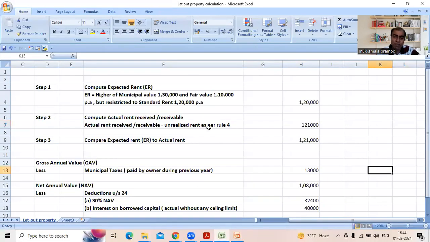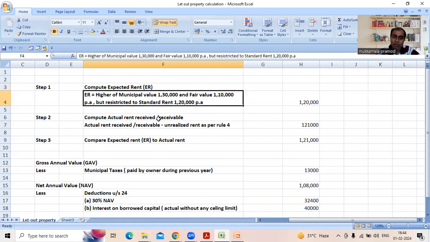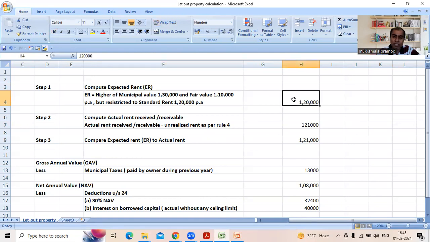So taking from that example, we need to calculate the expected rent first. The expected rent is the higher amount of the municipal value and the fair value, but it is restricted to the standard rent. So from the example we have seen, the municipal value is coming to 1,30,000 rupees and the fair value is 1,10,000. But there is a restriction that the higher limit cannot cross the standard rent here, which is 1,20,000. So out of this calculation, I arrived at the expected rent of 1,20,000.